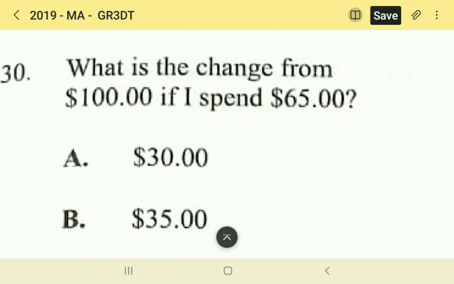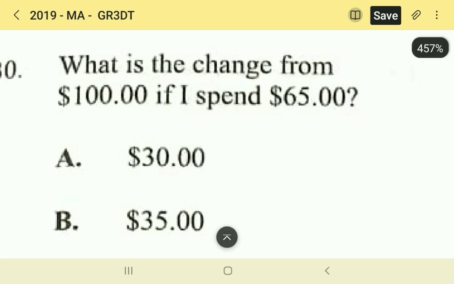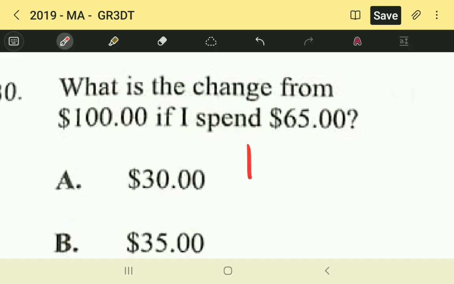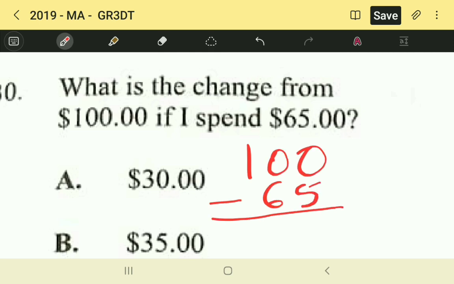What is the change from $100 if I spend $65? This one is a brand new item. So you have 100 and you're taking out 65. Alright? Spending is taken out. 5 from 0, can you? No. Can you borrow from 0? No. So we're going to have to come all the way over to the hundreds column. Rename that one group of 100. We're left with 0. Put it over here. But because we're working right here in the ones column, we still have to rename again until we reach the ones column. So we're changing or renaming a group of 10, leaving 9.